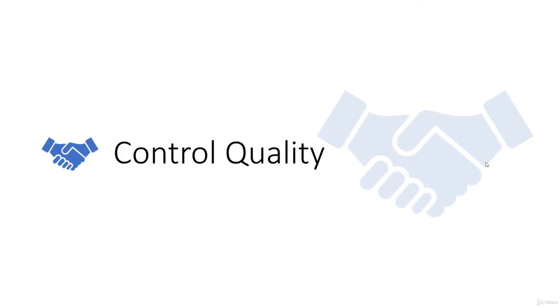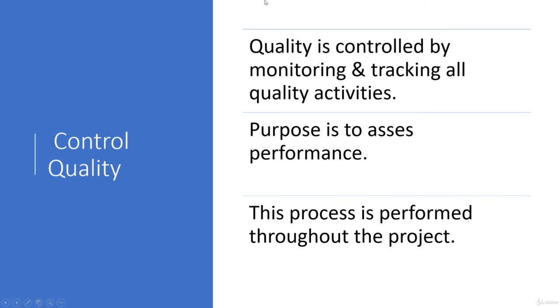And now let's talk about control quality. So control quality is, like you have seen in the past, again the processes and the activities which are done to monitor and control the quality management in a project. So basically this is done to assess the performance of the project. This is vital. It should be performed throughout the project to ensure that we stick to it.